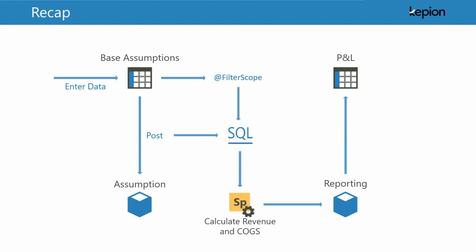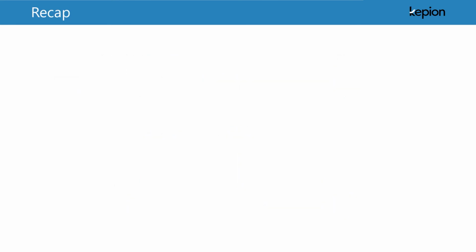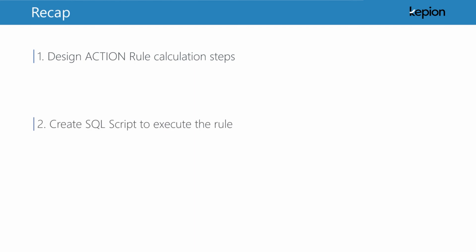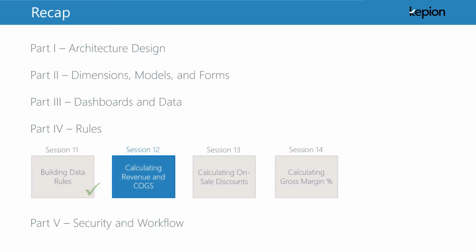While there are a lot of moving parts here, remember that most of this process is handled automatically by Kepion. As modelers, we only need to configure 3 different pieces: the steps of the calculation in the data rule, the script to execute that rule, and the parameters to scope the calculation. In the next session, we'll create the third and final data rule we need to calculate the on-sale discounts.